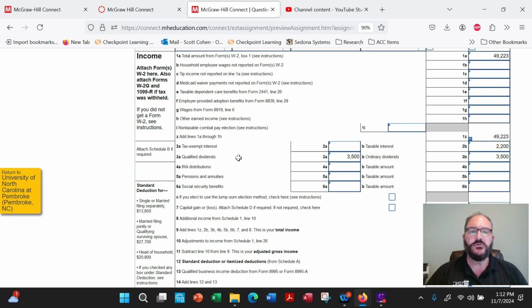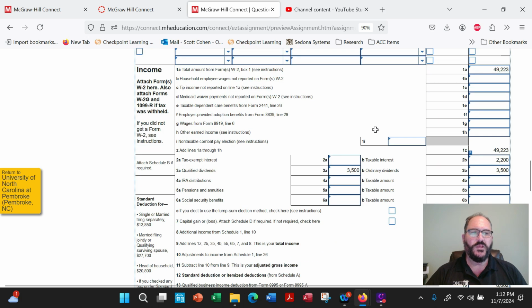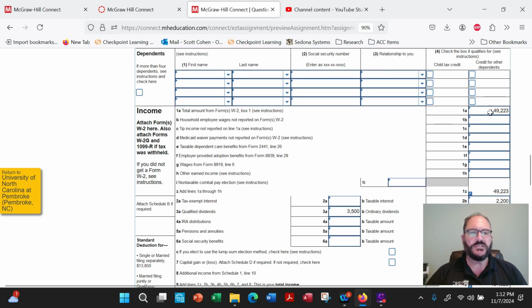And then notice here, here's that interest. There's the $2,200 in interest, taxable interest. And then we got those ordinary dividends. Now how this normally works with software, okay? We started here, we put this in, but you would not go to the 1040 and pop this in here.